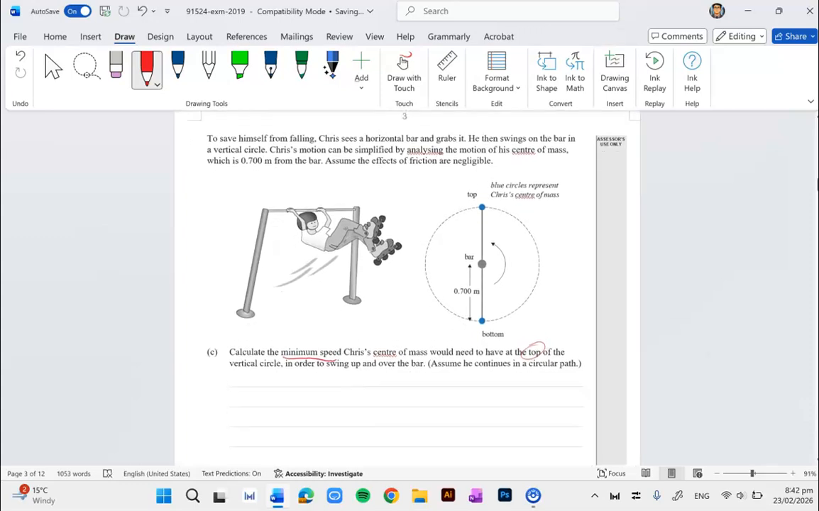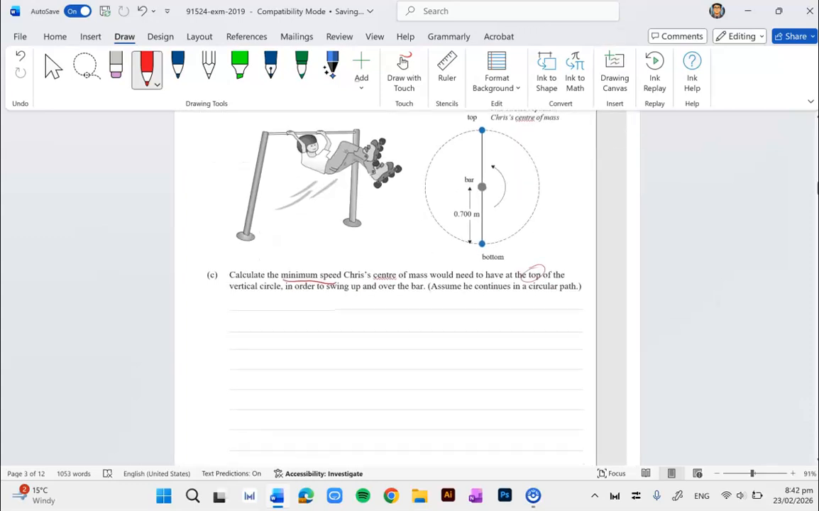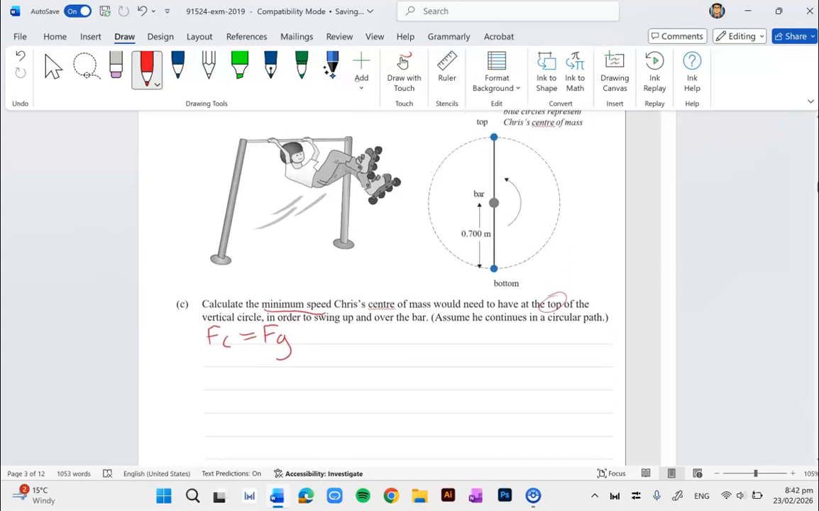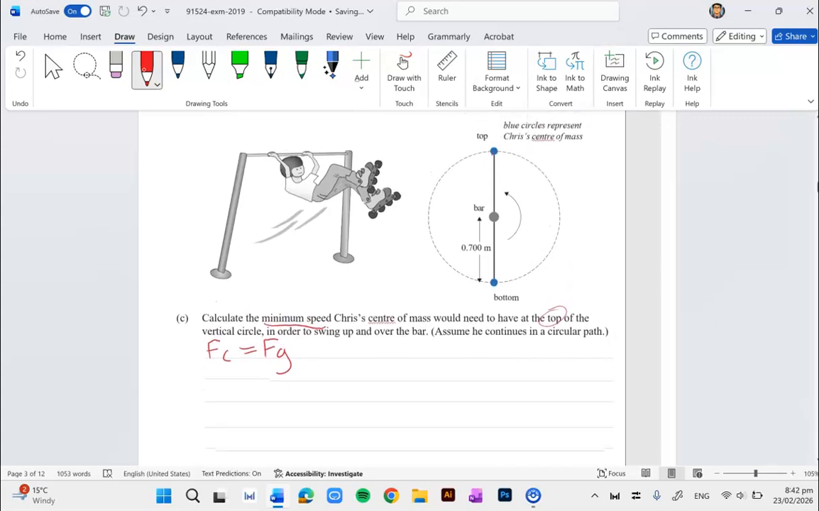Anytime you're trying to find the minimum speed within a circle, there are two ways you can do this, but I prefer this way. First of all, you equate the centripetal force to the gravitational force, because at the top the gravitational force completely supplies the centripetal force, as they're both going in the same direction. That's why we can make this assumption at the top.